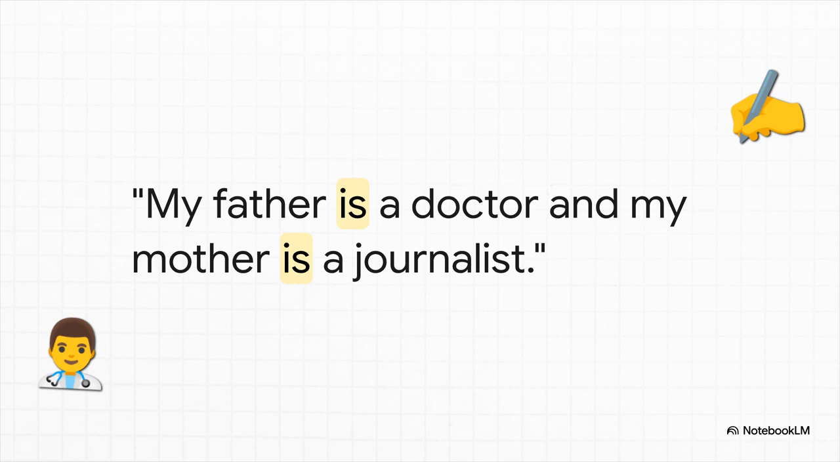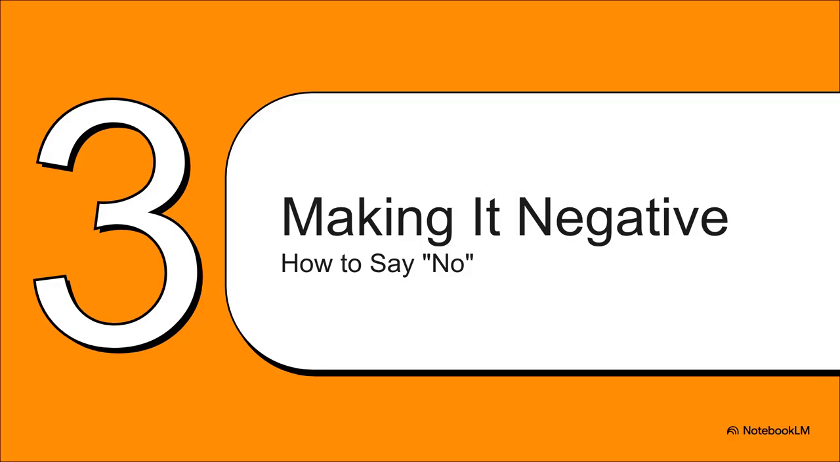Now, this example sentence is just perfect. Think about it. My father, well, that's a he, right? So we use is. And my mother is a she, so again, we use is. It's that master key just working its magic every single time. All right, awesome. You've totally got the positive sentences down. But what if you want to say no?